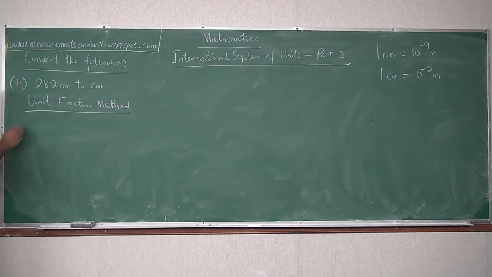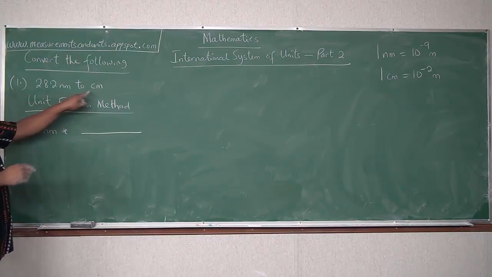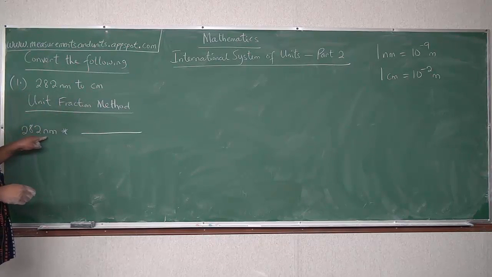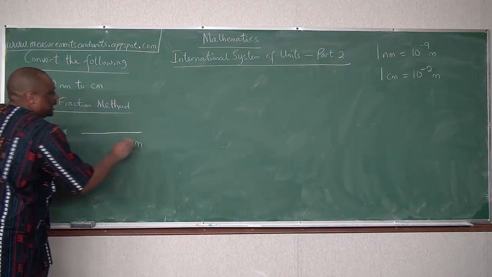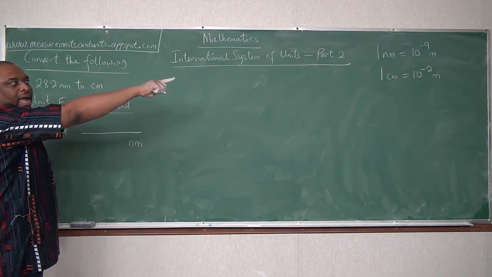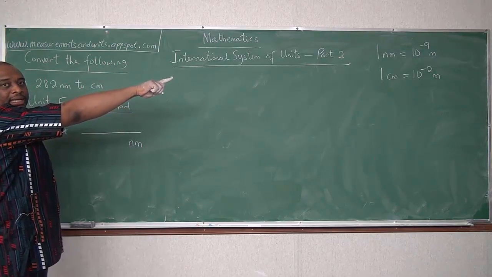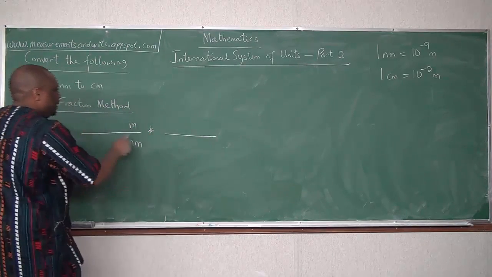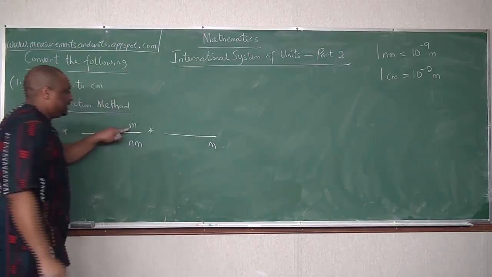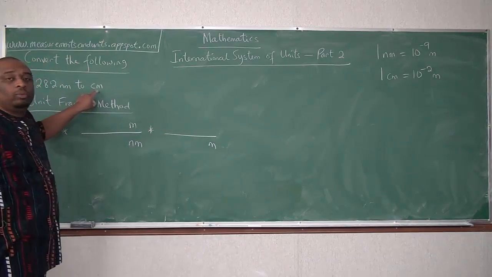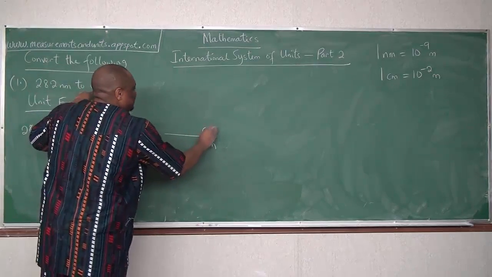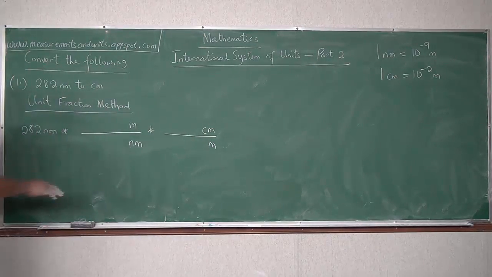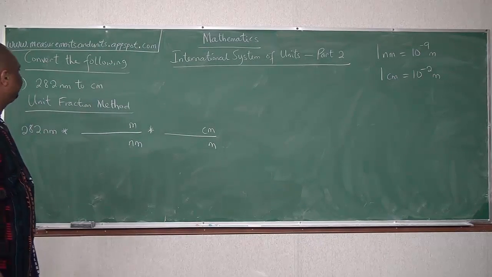I write my 282 nanometers. I write times, I draw my line. The nanometer here, because I want centimeter. So I write nanometer here. And since I have an intermediate unit, the meter, I write meter times that meter, so that meter can cross out. And what I want eventually is centimeters. So now I can fill this up.